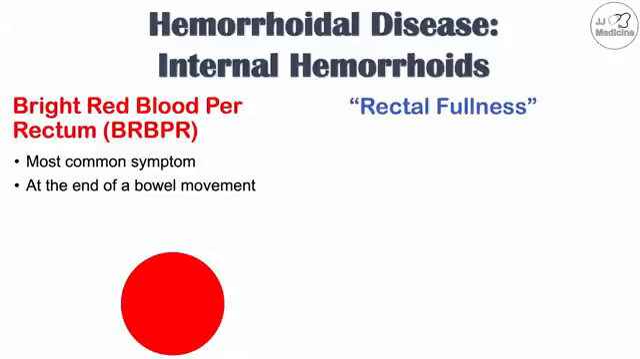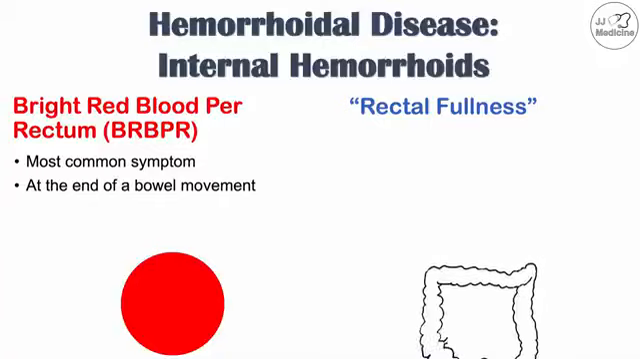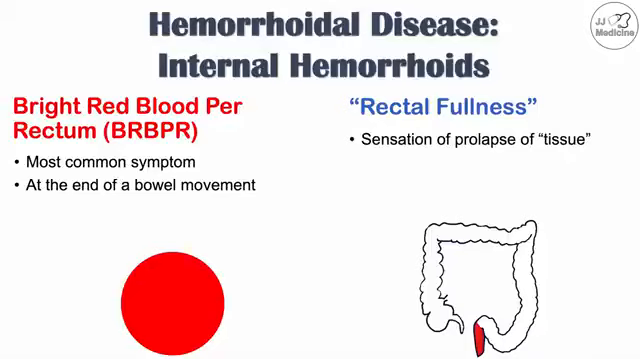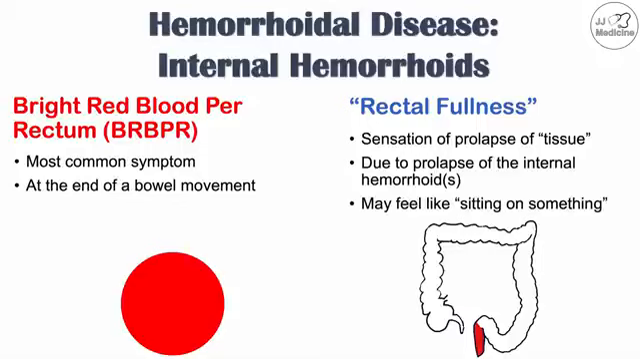Another important symptom of internal hemorrhoids is a sensation of what we call rectal fullness. And this is more of a sensation of a prolapse of tissue. So if the internal hemorrhoid becomes so enlarged and it moves or changes location, the patient can sense this. They can feel a sensation of rectal fullness. And again, this is due to the prolapse of an internal hemorrhoid or multiple internal hemorrhoids. And patients often describe feeling like they're sitting on something.